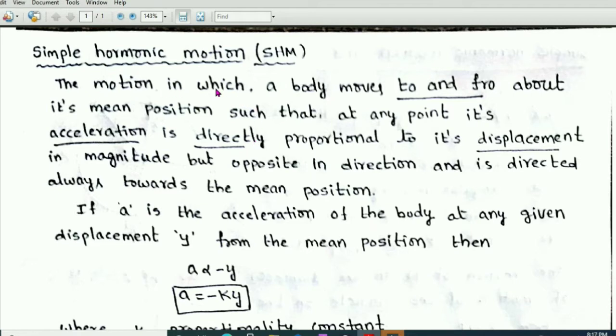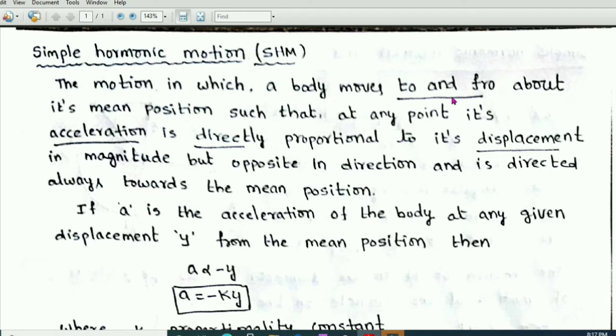The motion in which a body moves to and fro about its mean position such that at any point its acceleration is directly proportional to its displacement in magnitude but opposite in direction, and is directed always towards the mean position. This type of motion is called simple harmonic motion. Let us discuss this briefly.